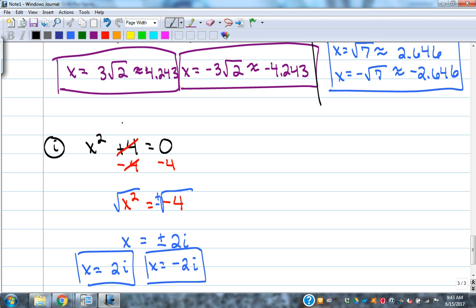All right. Not too far from where we were. Say we had negative 3x squared is equal to 24.